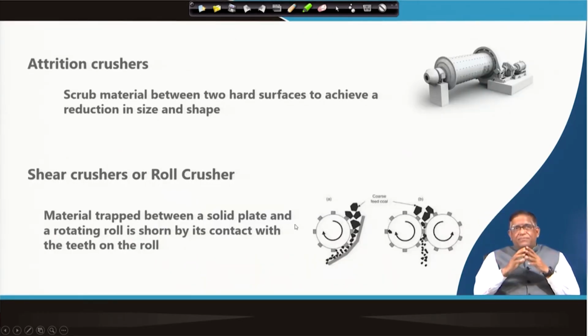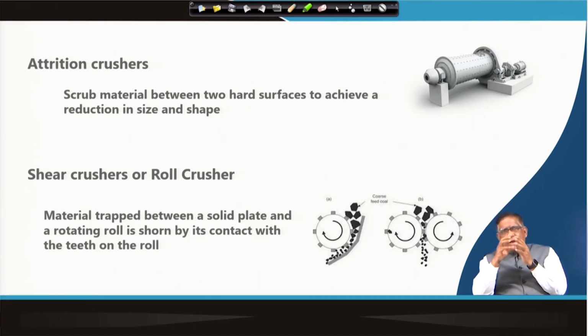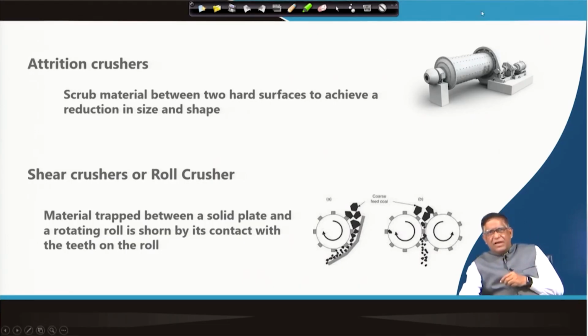Then the next type, after that, we have attrition crushing, which I told you about earlier also in the introductory classes, that if you get a ball mill or a rod mill, the material along with the balls, if it is rotated inside a ball mill, a lot of attrition will take place and the fine products will be coming.